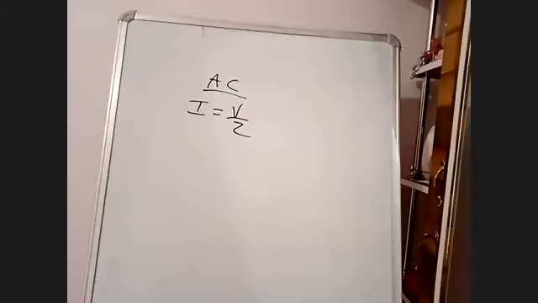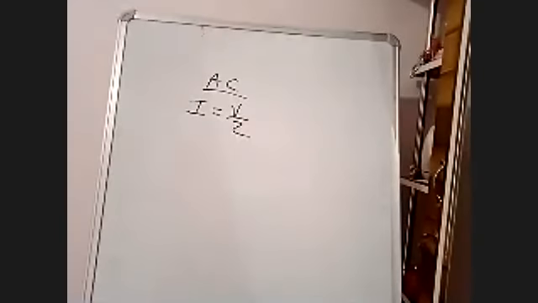In DC, what is the current formula? I is equal to V by R. In AC, what is the current formula? I is equal to I_m sin(omega t plus phi). In AC, the current formula is I is equal to V by Z.